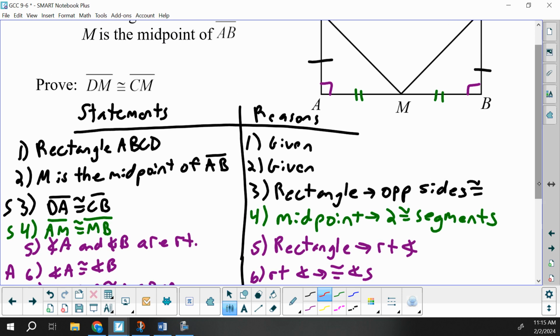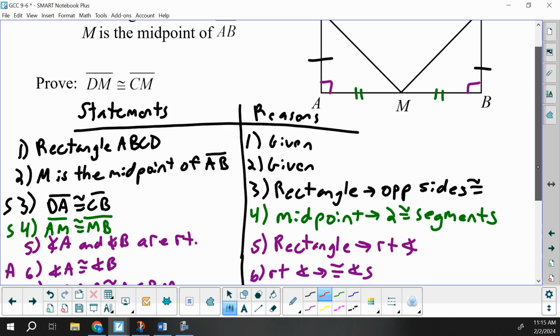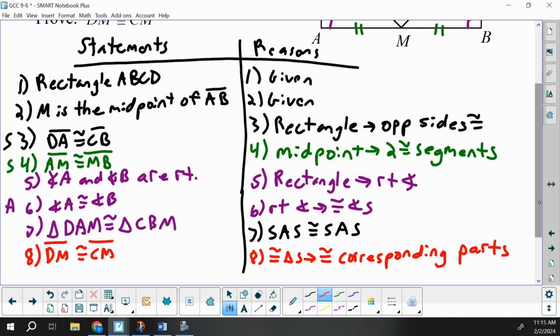My black in step 3, the green in step 4, and then the purple stuff. You could interchange the black, the green, and the purple in any order. We just need all 3 of those at some point. What order you chose to do those things was your choice. That gave us an angle between 2 sides, so we had side, angle, side. Make sure the D and the C are in the same spot, the A and the B are in the same spot, and then the M's. And then congruent triangles implies congruent corresponding parts.